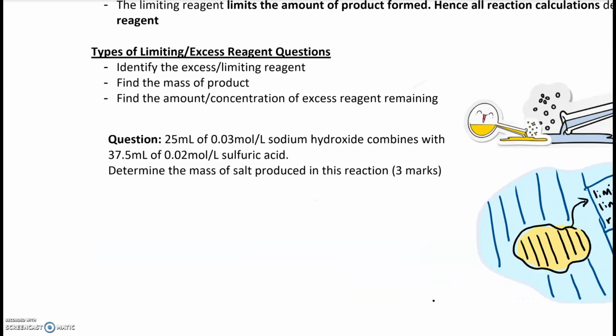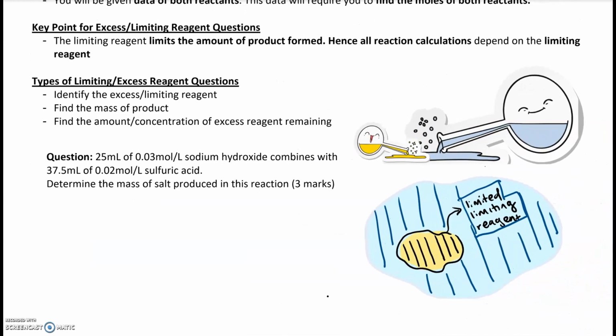Now, how do we know when we're dealing with an excess/limiting reagent question? Now, when you are given data about both reactants, you can imply that this is an excess limiting reagent question. Key example here, where we've been given data about reagent 1, which is sodium hydroxide, and reagent 2, which is sulfuric acid.